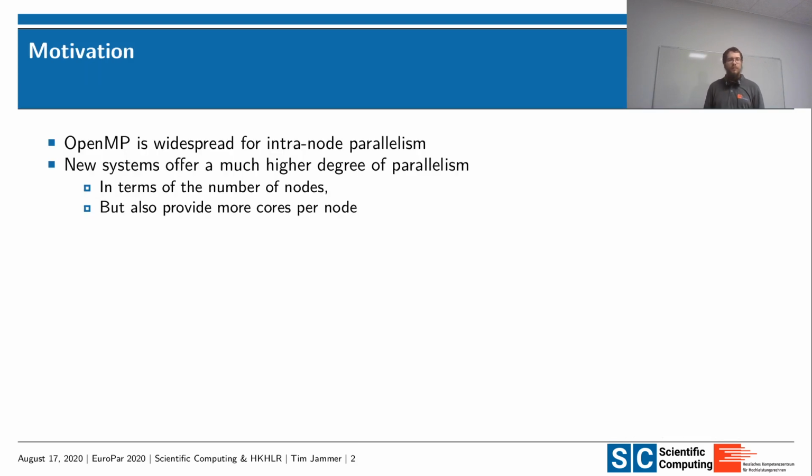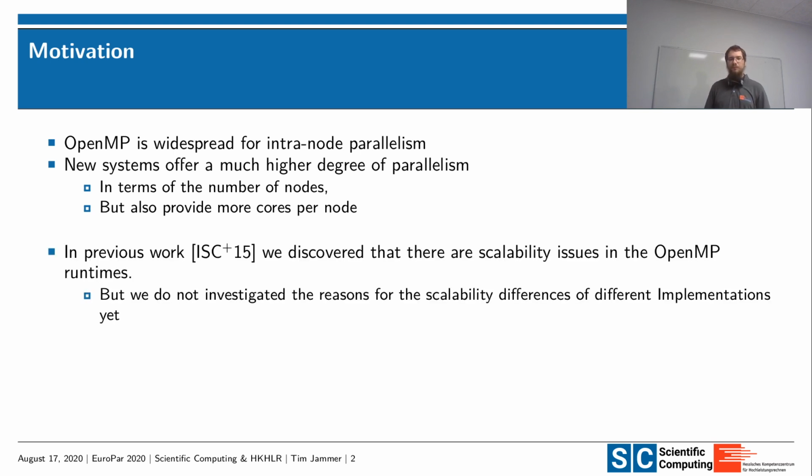So I think you might be familiar with OpenMP to some degree, as it is one of the most commonly used ways to achieve parallelism inside one node. Newer systems offer much higher degrees of parallelism, but not only in terms of the number of nodes, they also often provide more and more cores per node. Therefore, utilizing the parallelism inside a single node as efficiently as possible is a critical component in order to achieve maximum performance. In previous work we discovered that there are some scalability issues with OpenMP runtimes, but we did not investigate the reasons for the scalability differences of different implementations so far.